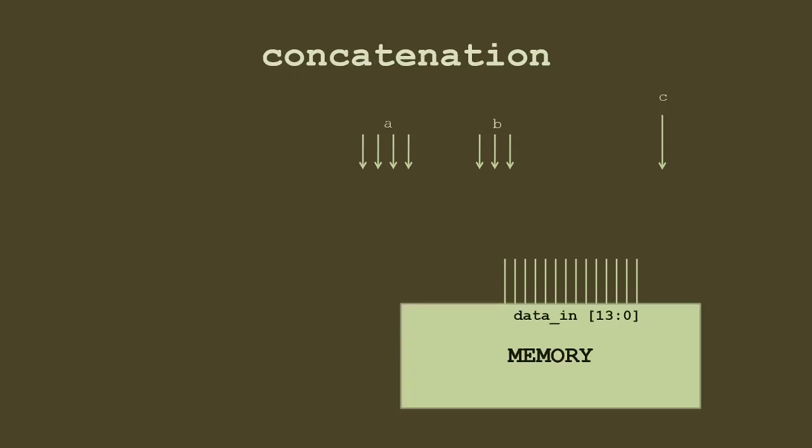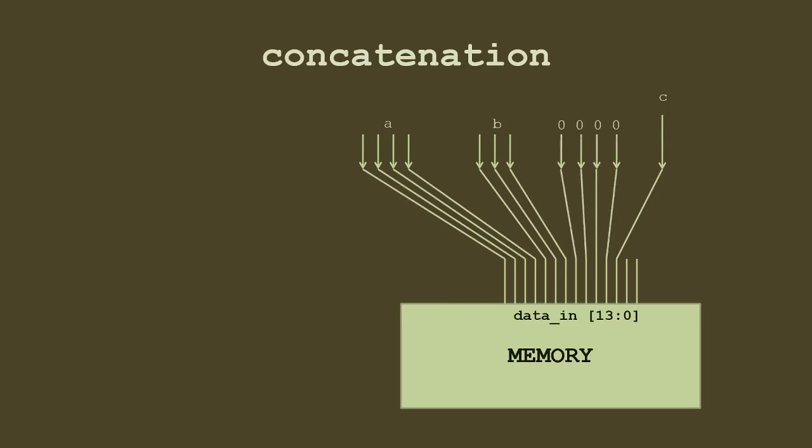This is a separate example to explain what concatenation is, which will help you understand the last slide again. Let's say we have a 4-bit signal A, a 3-bit signal B, a 1-bit signal C, and I want to connect them to, let's say, a 14-bit data bus. But I want to connect it this way: 4 bits of A in the MSBs, then 3 bits of B next, then 4 zeros, and then C replicated 3 times.